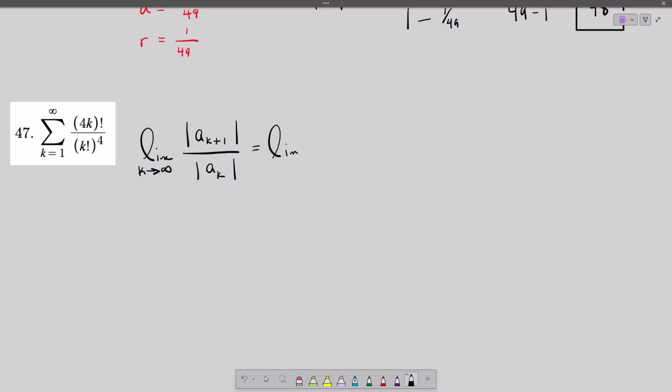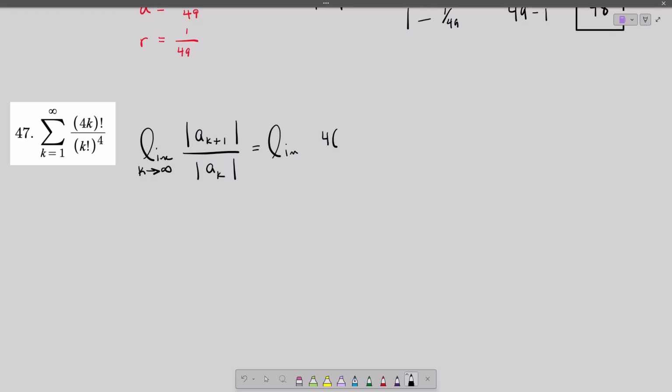So we need to be a little careful here. First, we're going to do the a sub k plus 1. So we put a k plus 1 in for the k. That's going to be 4k plus 4. Everyone agree? So if you replace that k with k plus 1, the 4 has to distribute. So you're going to get 4k plus 4.